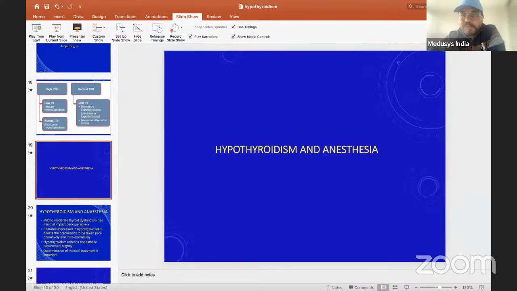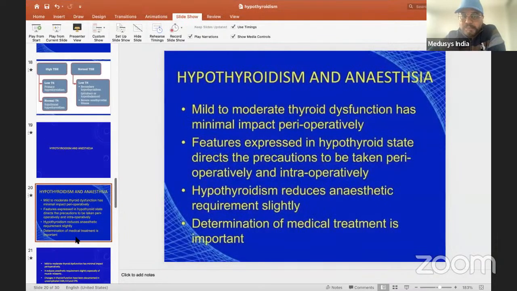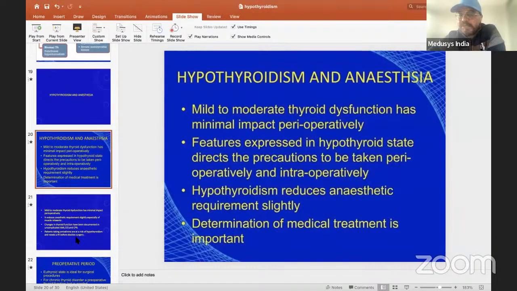Now coming to hypothyroidism and anesthesia. Mild to moderate thyroid dysfunction has minimal impact perioperatively. The features expressed in the hypothyroid state direct the precautions to be taken perioperatively and intraoperatively. Hypothyroidism reduces the anesthetic requirement slightly, but treatment and documentation of the euthyroid state before you take up the patient for any elective surgery is a must.